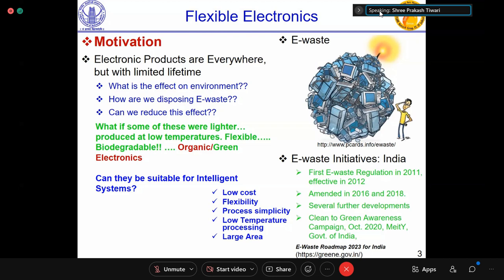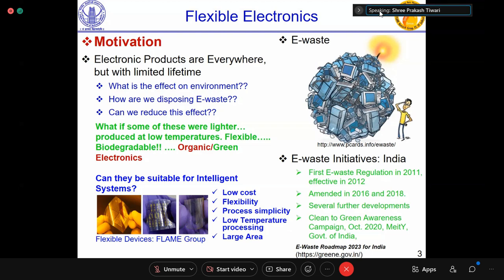So can they be suitable for intelligent systems? That is a question. Certainly they will be, along with having the advantages of low cost, flexibility, process simplicity, low temperature processing, and large area processing capability. All these are aspects of this area. And what we do here is work on various devices, and some of the pictures you see here are of transistors and RAM memory and other devices produced on flexible substrates.